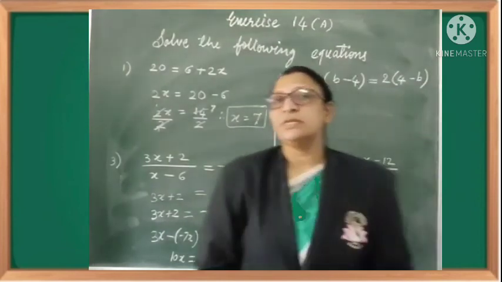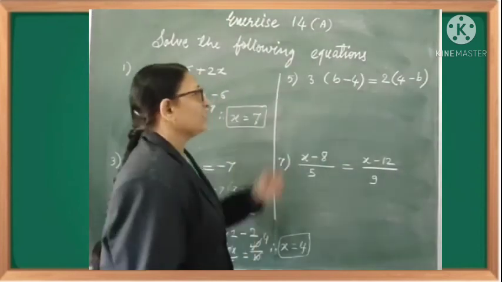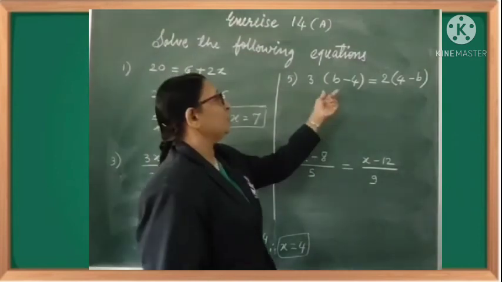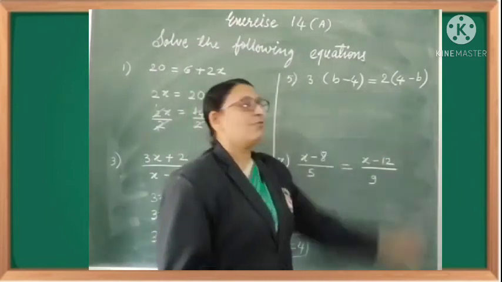Dear friends, let's move to the next example. For this, question number 5: 3 into b minus 4 equal to 2 into 4 minus b.